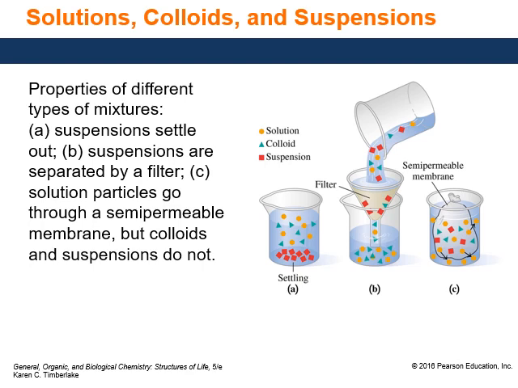So for instance, a solution would be something that you're seeing right here. It's very uniformly distributed. A colloid is something shown here in yellow, and a suspension is something that is settling down at the bottom. If you filter a mixture consisting of all three types, the suspension will be separated out by filtration. Then if you use a semi-permeable membrane, that would separate the colloid from the solution, whereas a solution is something that cannot be separated through any of these means.